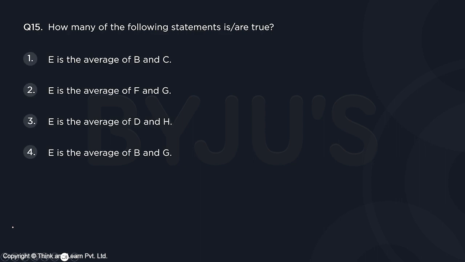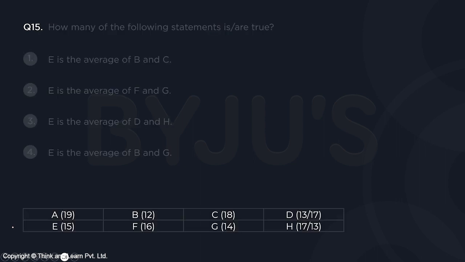And lastly, how many of the following statements is or are true? Let's talk about this. E is the average of B and C. E is 15. B is 12. Now C is 18. Is 15 the average of 12 and 18? Yes. So therefore, the first statement is correct. But it says is or are true, so probably there are more options than this.